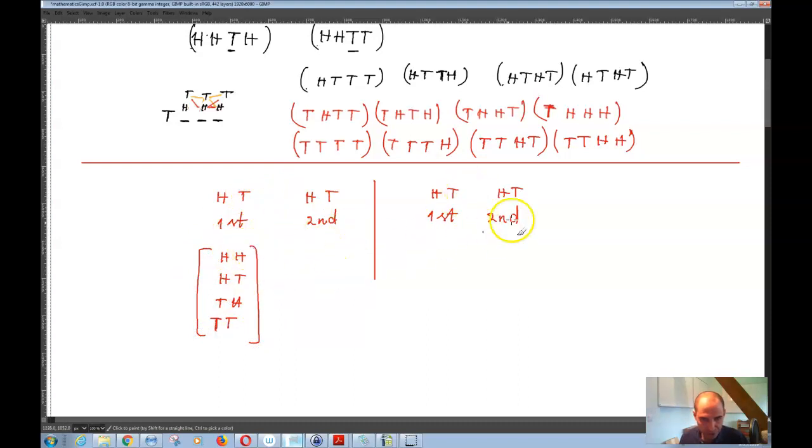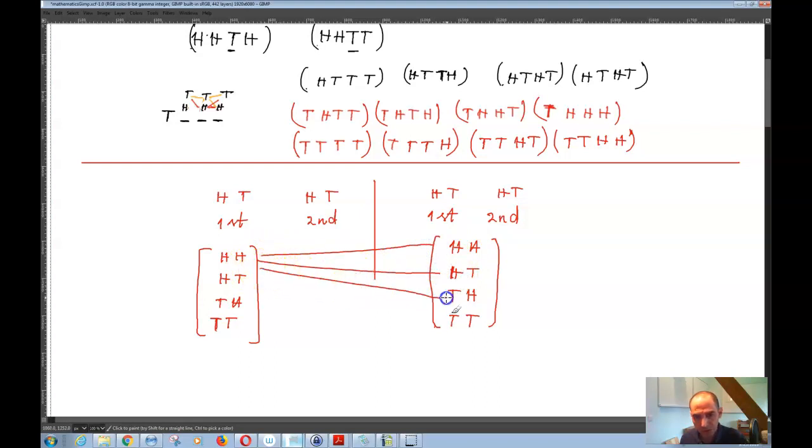And if I toss it another 2 times but separately, I would get the same thing. So HH, HT, TH, and TT. And then what you need to do is that basically now consider each of these separately with each of these different possibilities, meaning that you take this one with this one, this one with this one, this one with this one, and this one with this one.